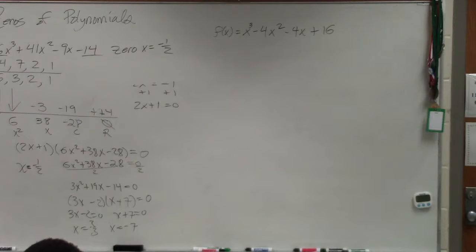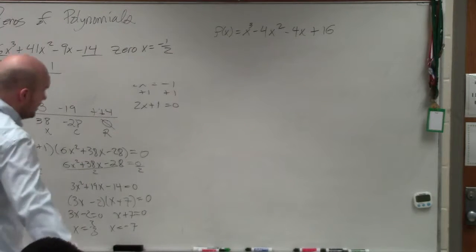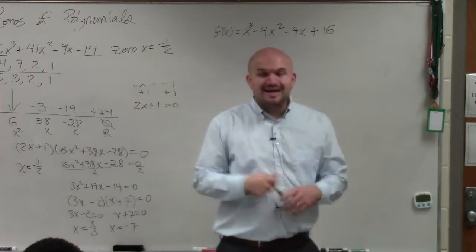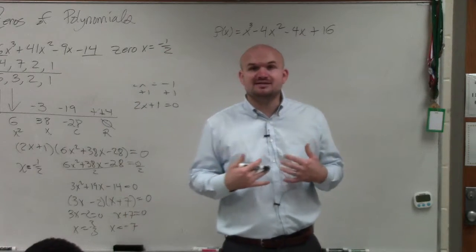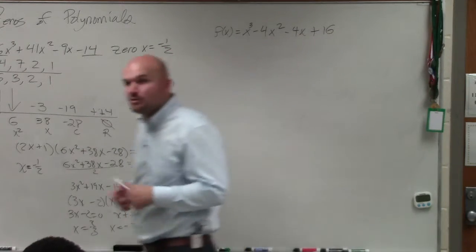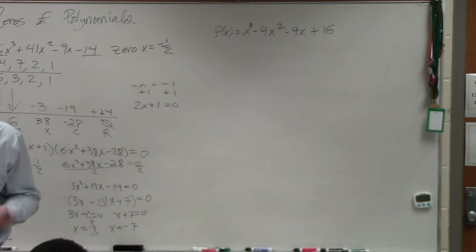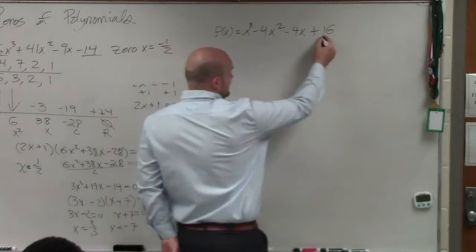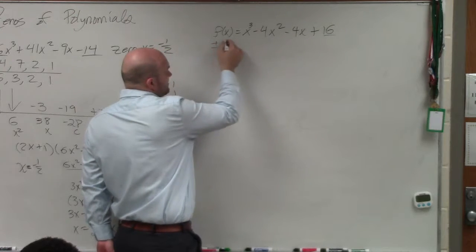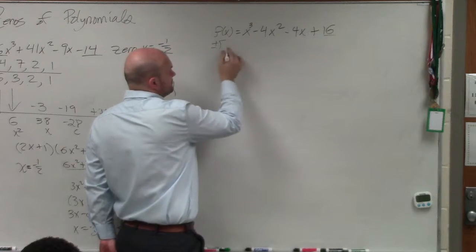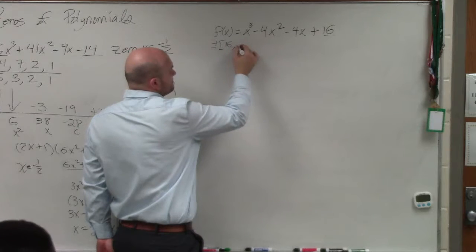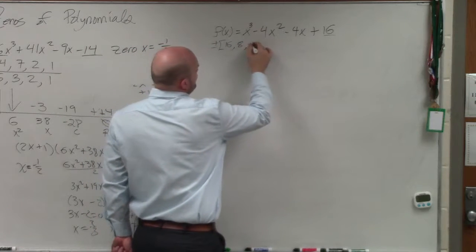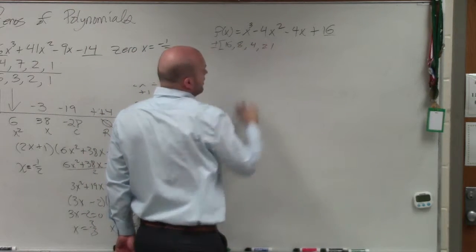So over here, the first thing I asked you guys to do was do just the rational zero test. And again, just the rational zero test is helpful because that's going to tell us what our possible rational zeros are going to be. So when we're looking at this, again, what we need to do is find the constant. And the constant in this equation is going to be 16. So you take plus or minus the factors of 16, which is going to be 16. Let's see, we got 8, 4, 2, and 1.